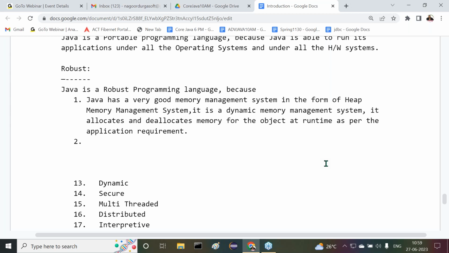That ICICI Bank application is not provided by Sun Microsystems. Sun Microsystems has provided only the Java programming language, where exception handling is provided, and some predefined exceptions: arithmetic exception, null pointer exception, file not found exception, class not found exception, class cast exception. But insufficient funds exception is not a predefined exception.